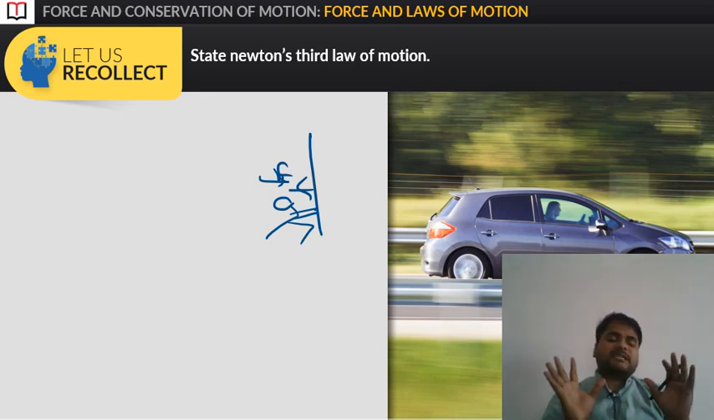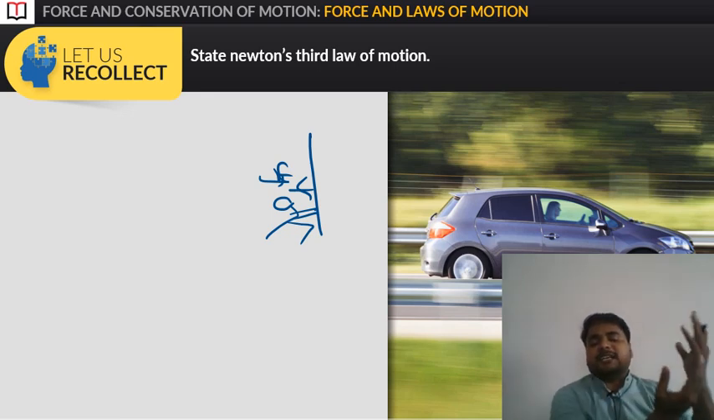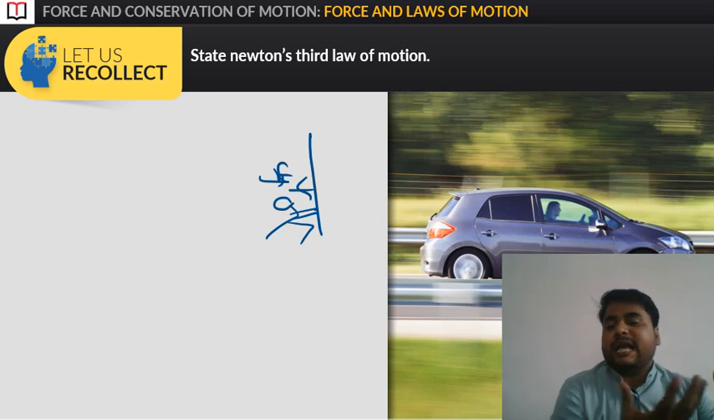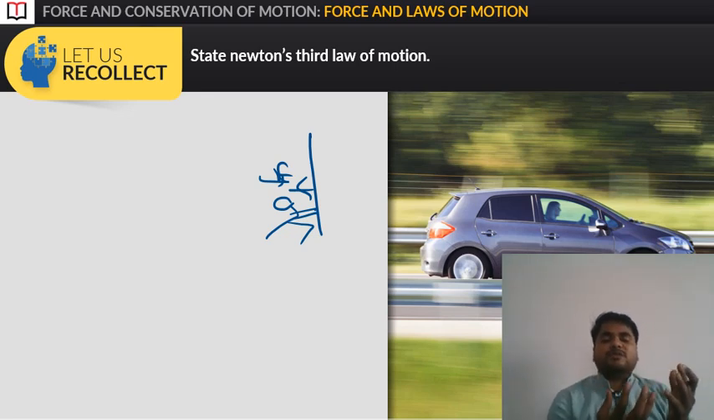But suppose we are applying a force which is greater than the strength of the wall, then what will happen? The wall will fall down. It means the wall does not have the capability to resist our force. So, that's why the wall got damaged. So, it means every action has an equal and opposite reaction. If we apply a force, then the wall will also apply an equal and opposite force.